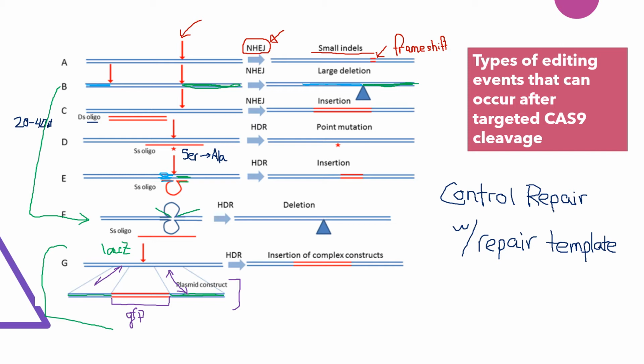So we can control the cut with the guide RNA, and we can control the repair with the repair template, and that's the editing part. That's our genome editing. Those are the steps. Now we're going to go through them in some more detail and hopefully see how we were attempting to do that in lab.